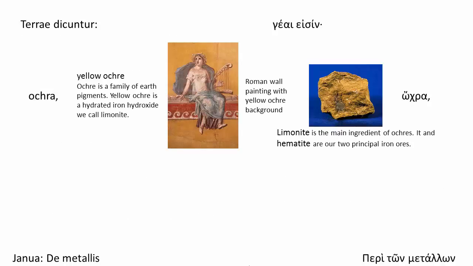Terrae dicuntur, geai esin, ochre, from the Greek ochre. Ochre is a family of earth pigments. Yellow ochre is a hydrated iron hydroxide we call limonite. Limonite is the main ingredient of ochres. It and hematite are our two principal iron ores.